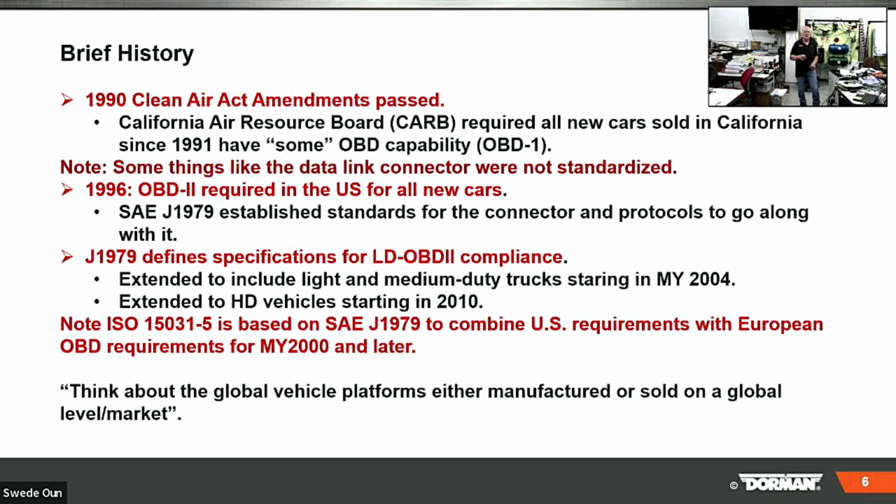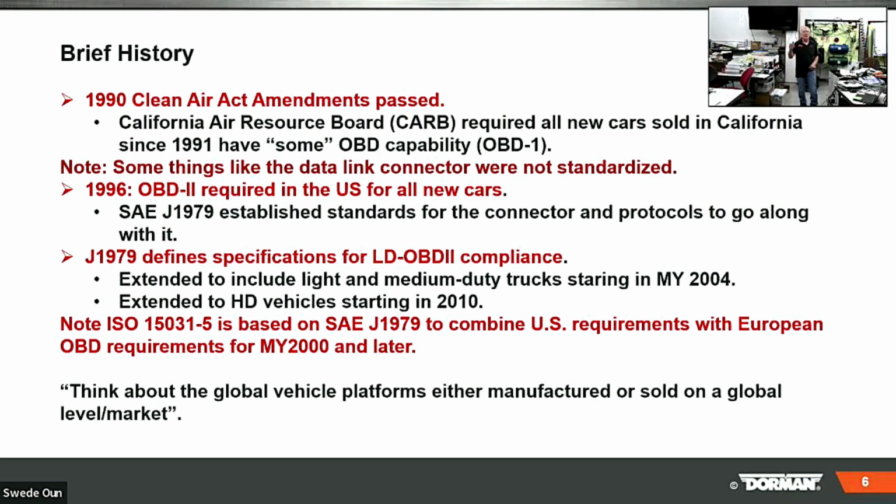And it was a transition. It was better than nothing at all. However, some things like the data link connector were not standardized. You guys remember trying to get those LED lights to give you some flashes and everything else. Along came 1996, and that truly was a monumental helper for us guys. OBD2 was required in the US for all new cars. SAE J1979 established standards for the connector and protocols to go along with it. Then, of course, SAE is definitely involved.